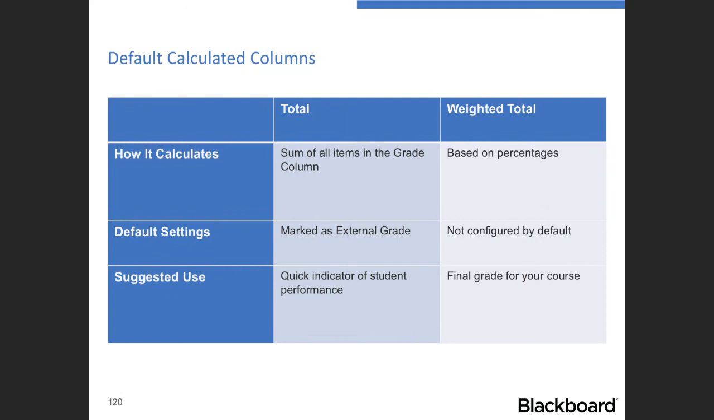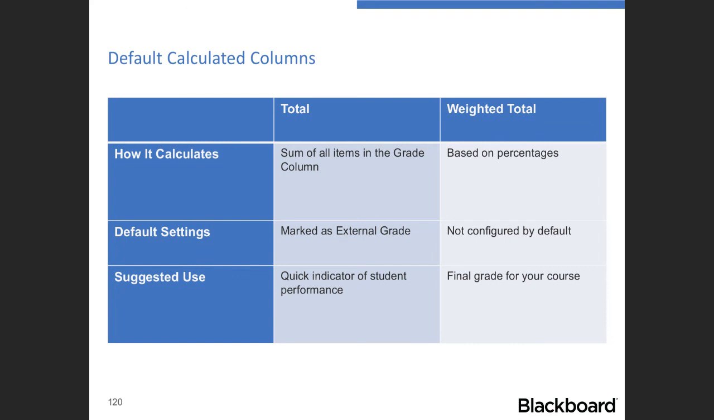The Total is the sum of all item points in the grade column. The Total is marked as an external grade, which means that it will be shared with other applications if there is an integration with it. A suggested use for this one is as a quick indicator of student performance. Weighted Total is based on percentage, which is out of 100%. By default, it's not configured, because you need to define the weight for the different assessment activities within the course. It is used to present the final grade of your course for the student.